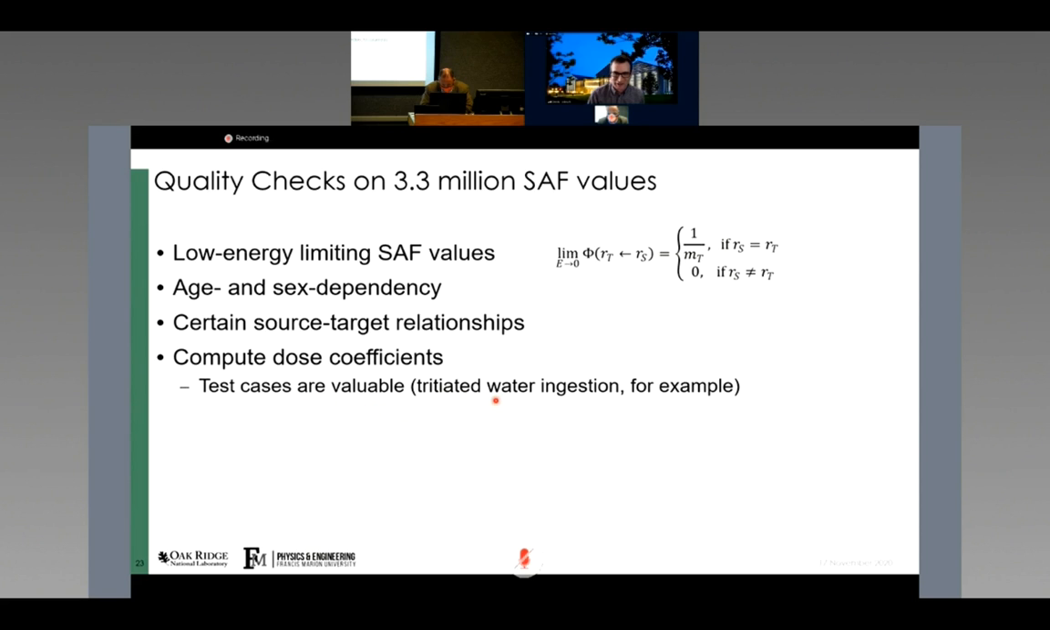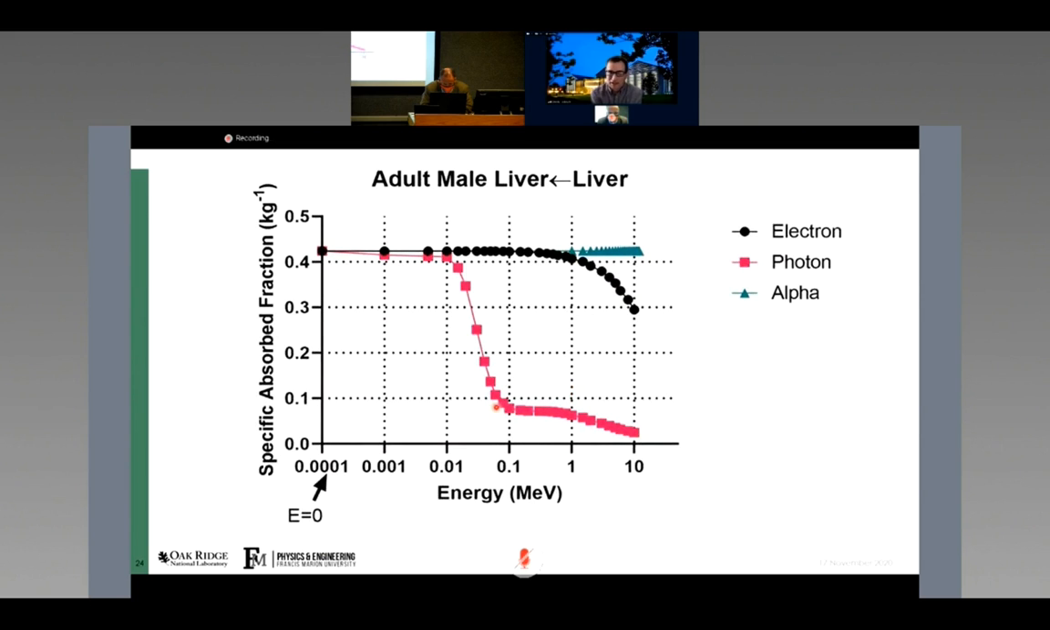One of our favorite test cases is tritiated water ingestion. It's an unlikely hero for us, tritium. But because water is very uniform in terms of its biokinetic distribution throughout the body, and because of the very weak emission from tritium, we should get a very nice uniform dose across all our targets for tritiated water ingestion. So it's a great test of our SAFs when we do that case. All right, so here are some SAF plots. This is the adult male looking at liver to liver. And this is a little bit unusual.